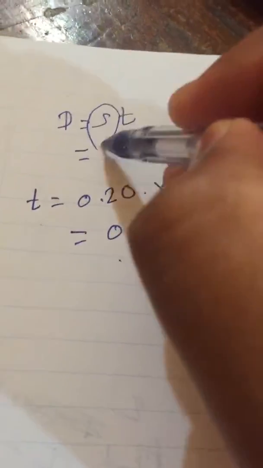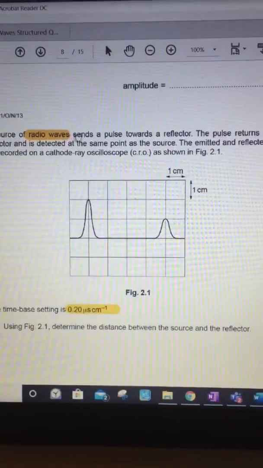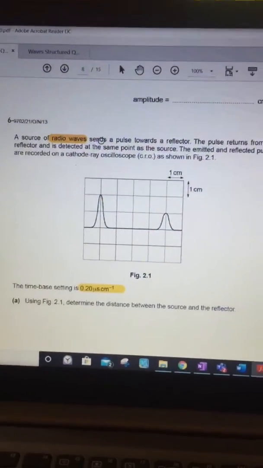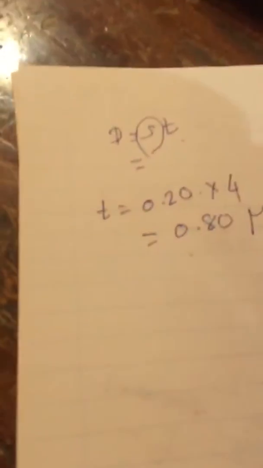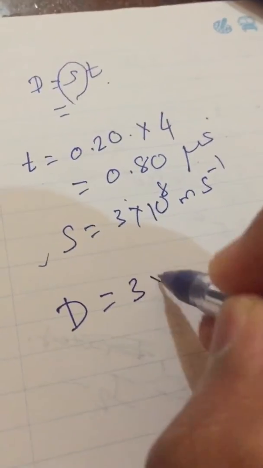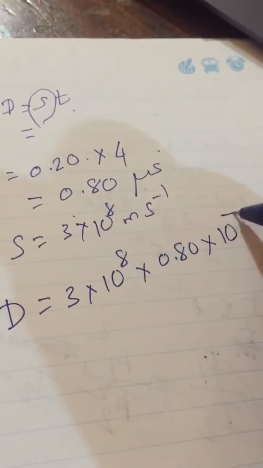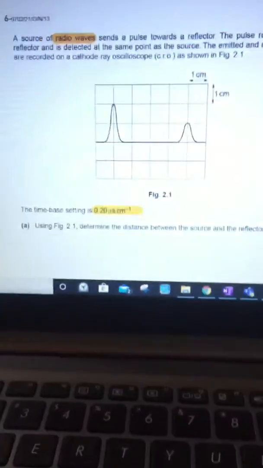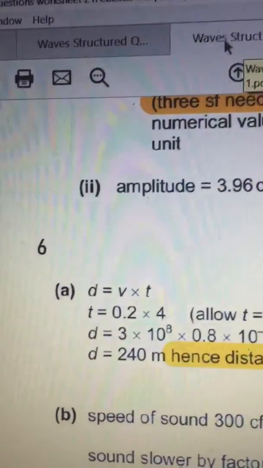Then how will you find the speed? This is a radio wave, so we can take the speed to be 3 times 10 to the power 8 meters per second. Hence the distance will be 3 times 10 to the power 8 times 0.8 microseconds. Micro is 10 to the power minus 6. That should give you a distance of 240 meters. D is equal to 240 meters.